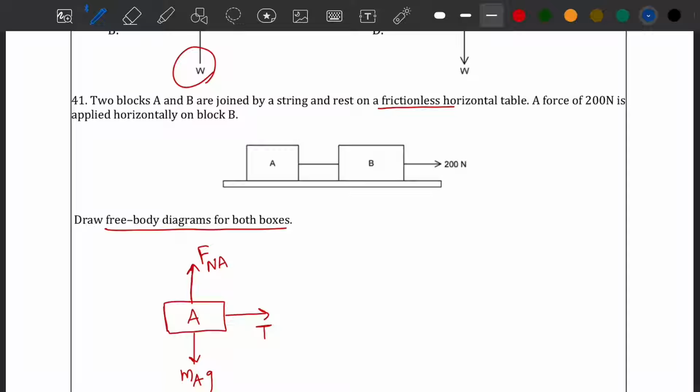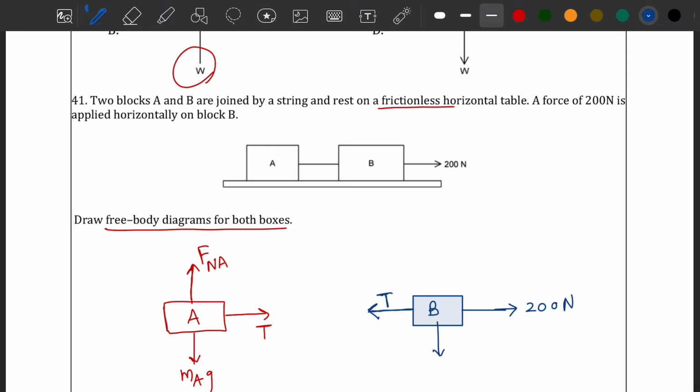Then for B, we repeat it for B. On B, we can see that there is 200 Newton acting, so we have to show that 200 Newton. Also, it is being pulled by A with the help of the string, so the tension force is exactly the same as what we drew on A. The same thing we have to draw for B.